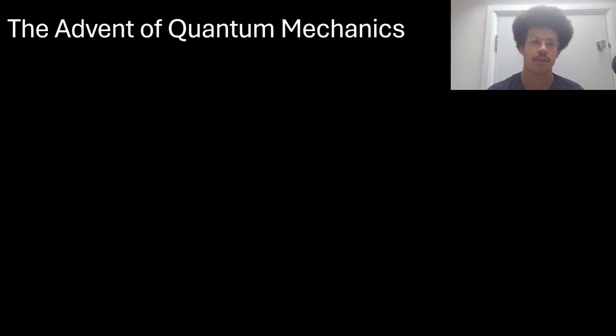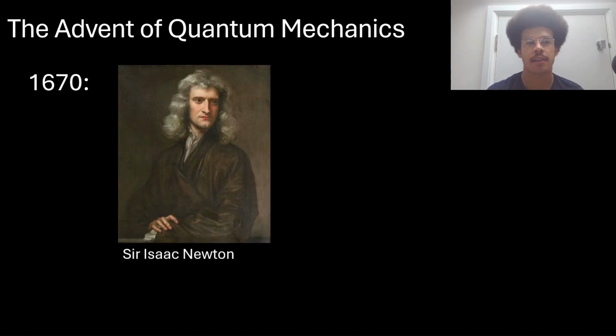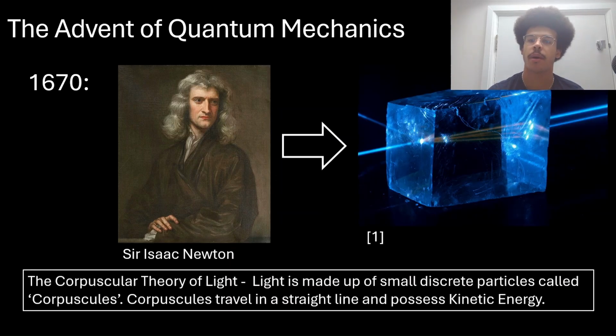So let's talk about the beginning of quantum mechanics, and you could arguably say that it was sort of kick-started by Sir Isaac Newton in 1670, who came up with his corpuscular theory of light. And what he was saying is that light is made up of these indivisible packets called corpuscles, and corpuscles can travel in a straight line, and they will possess some sort of motional energy, some kinetic energy.